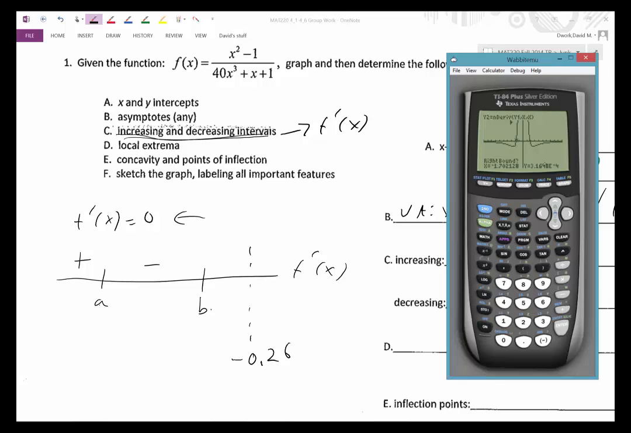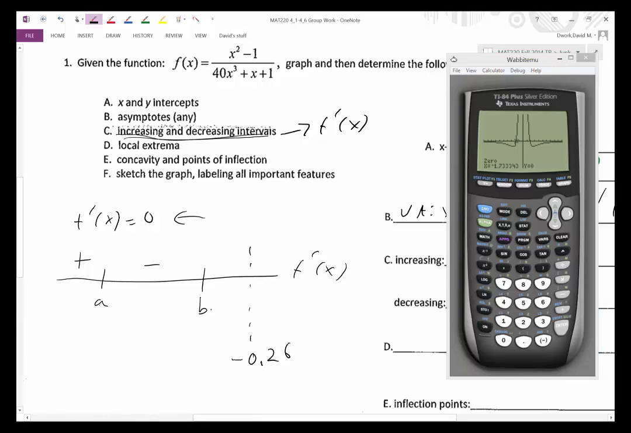Notice, watch the y values. When I go from negative values to positive values, I know I've sandwiched my x-intercept in between. So I'm going to go ahead and hit enter, and hit enter one more time. And there we go. So I know my first critical point, my first value to put on my derivative number line.